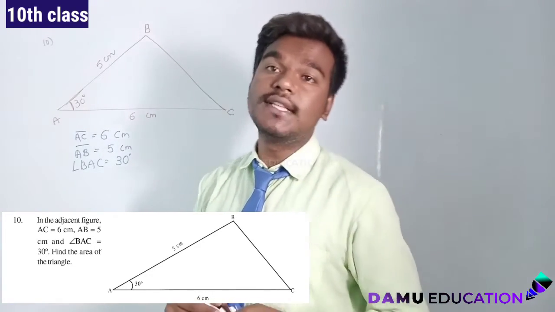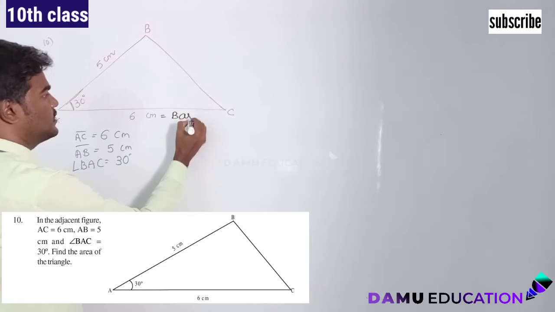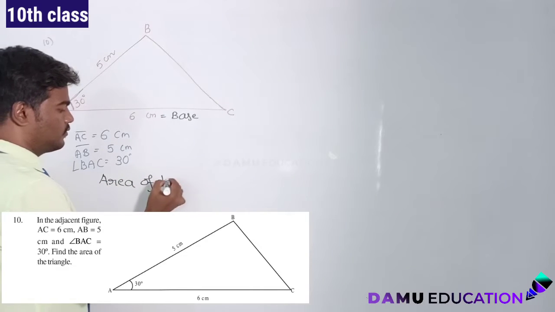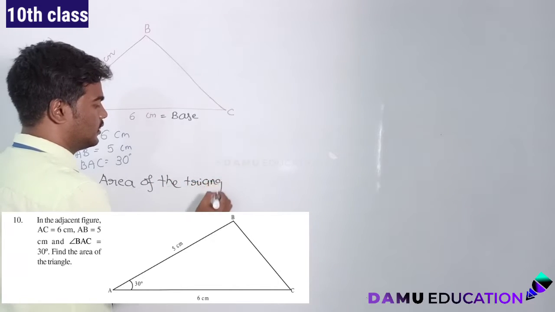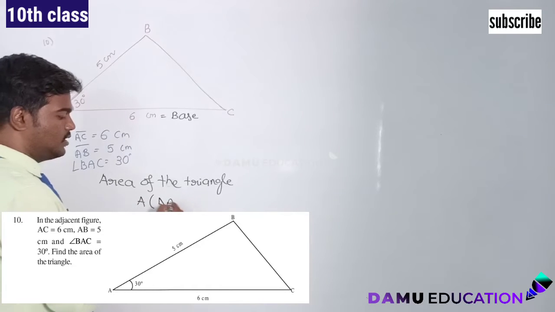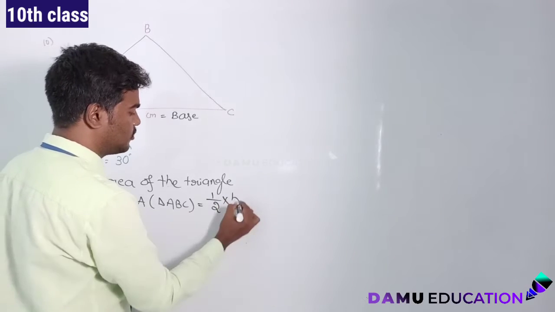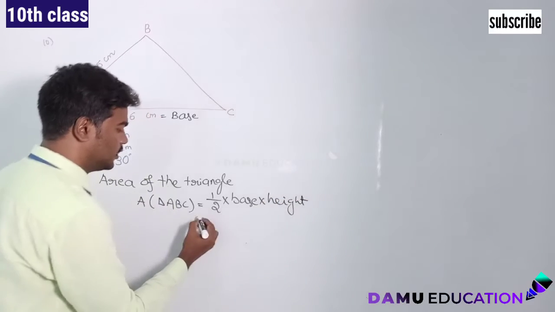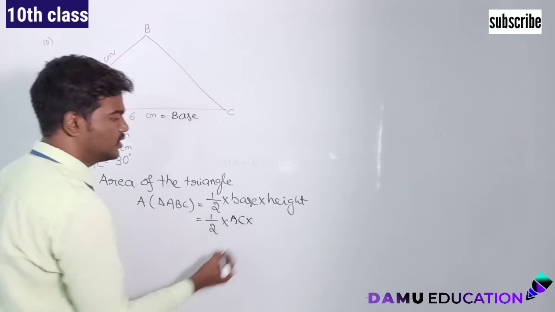So as we know, what is the area of the triangle? This is the base. Area of triangle ABC is equal to half into base into height. Here, half into base is AC, and the height we don't know.